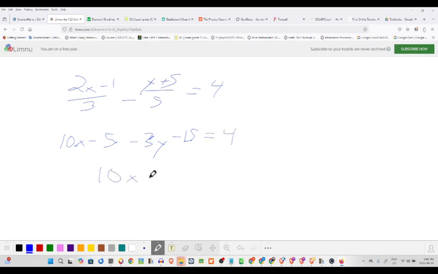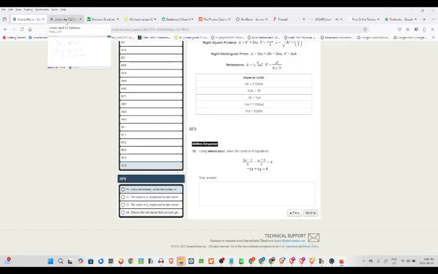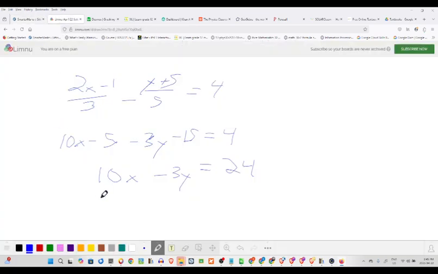So now we have 10x minus 3y. We have a negative 20 on the left. When you move it to the right, we have a positive 24. Now we have a negative 4x plus 5y is 6.